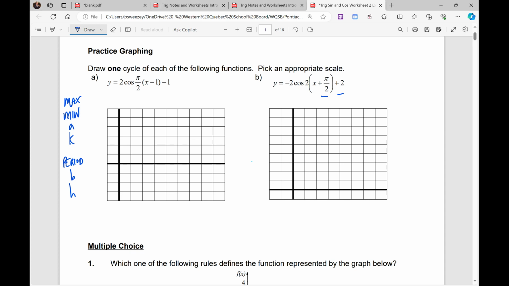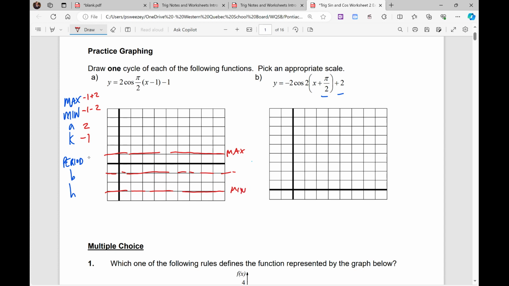Essentially what you're going to do is start by finding out what your A value is. My A value in this case is 2, right? I don't really care if it's positive or negative. My K value is -1, okay? So if I find -1 right there, and my A value is 2, the max is basically -1 plus 2. So the max is going to be right there. The min is going to be -1 minus 2. So that's going to be right there. So none of that changed.